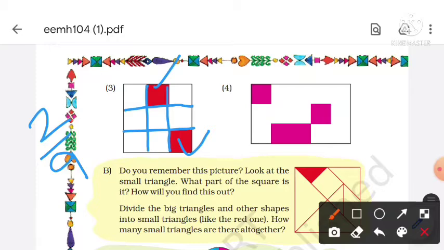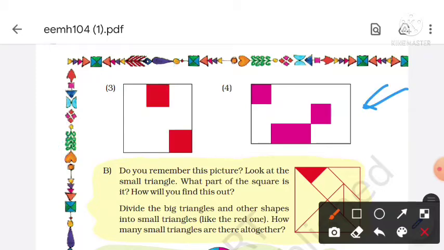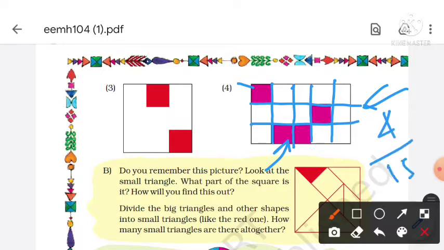Okay, now look in the next figure. So now if you want to divide this figure into equal parts, here will be 15 equal parts. Okay, and out of 15 we are having 4 parts colored in pink, so we can say that 4 by 15 of the shape is colored in this figure.